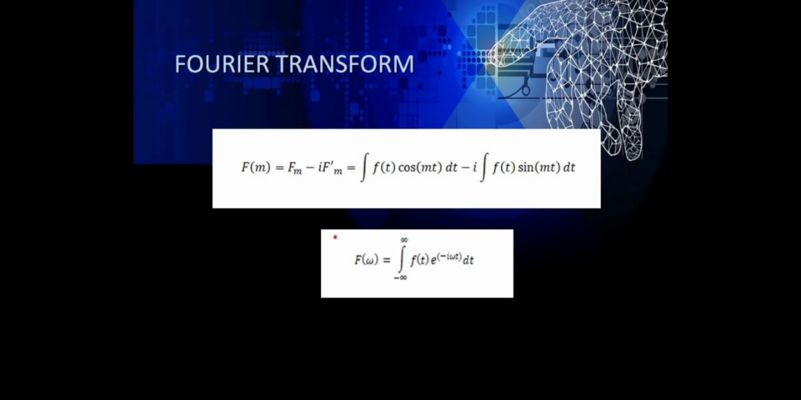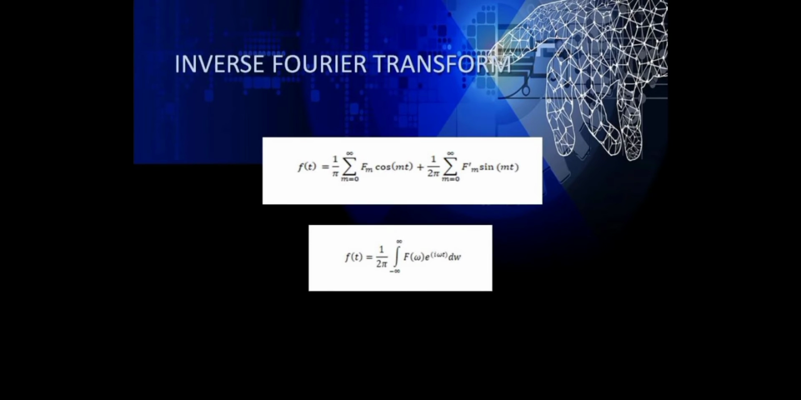It contains equivalent information to that in f of t. It says that f of t lives in the time domain and F of omega lives in the frequency domain. F of omega is just another way of looking at a function or wave. The Fourier transform or forward Fourier transform takes us from the time domain or f of t to the frequency domain or F of omega. Wondering how about the reverse or going back?